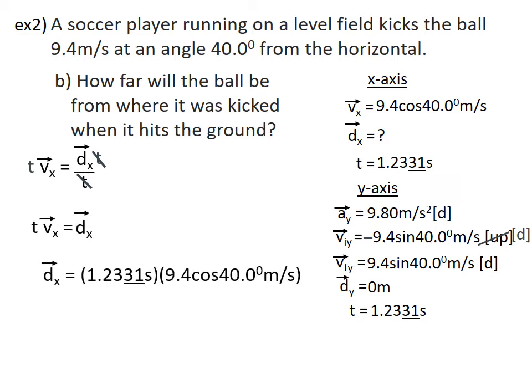I can substitute my numbers in, so my time is 1.2331 seconds, and then our velocity, we said in the x-axis is 9.4 cos 40 degrees. It's all multiplication. Three sig figs multiplied by two significant figures gives me two significant figures, so 8.87935 meters is 8.9 meters.